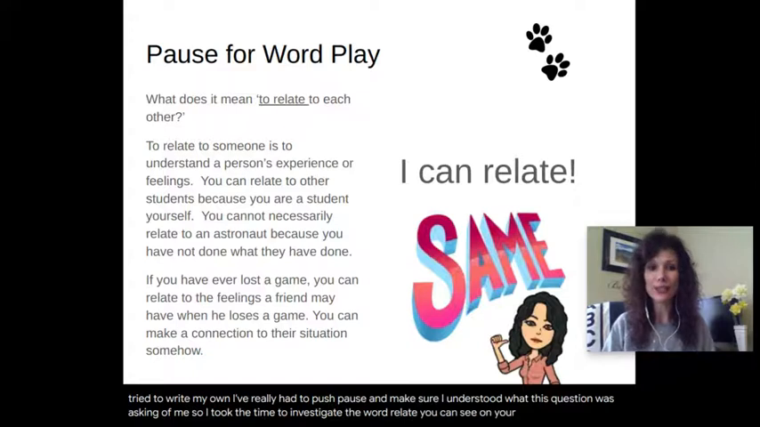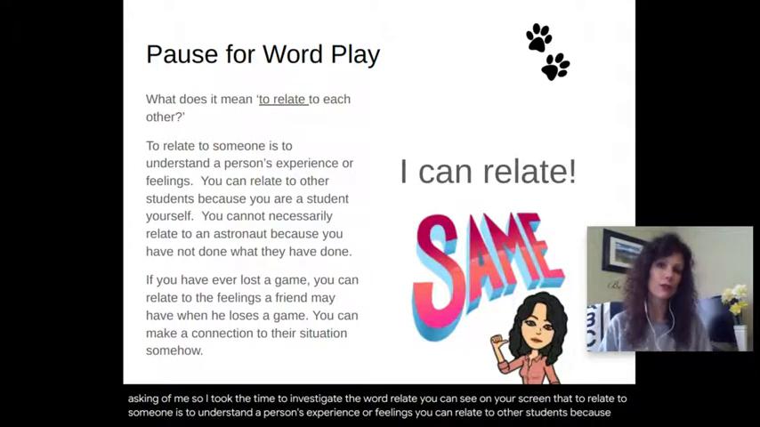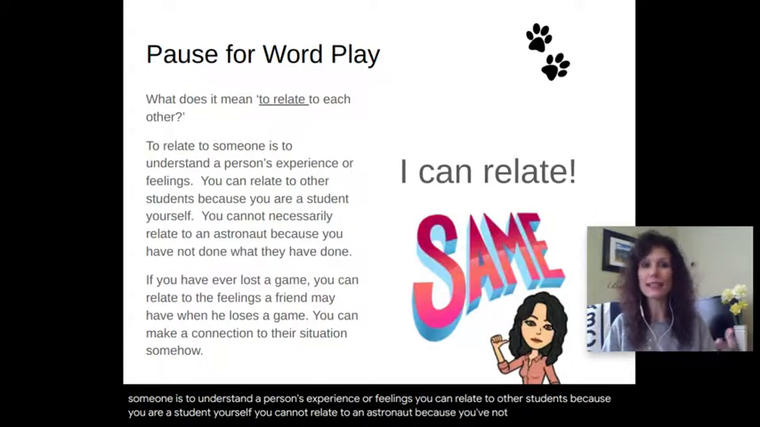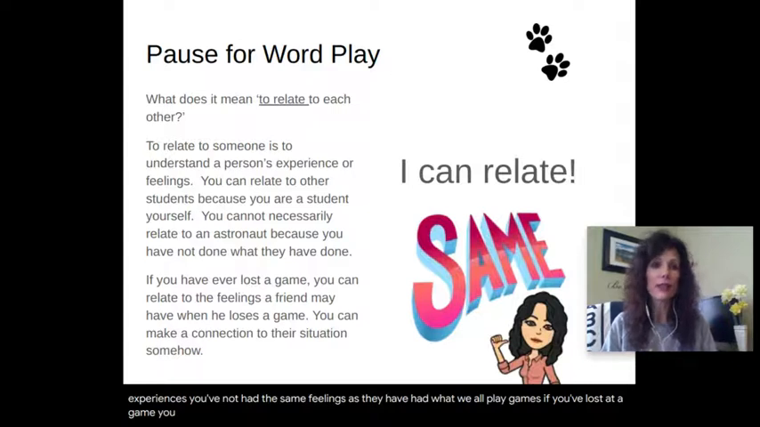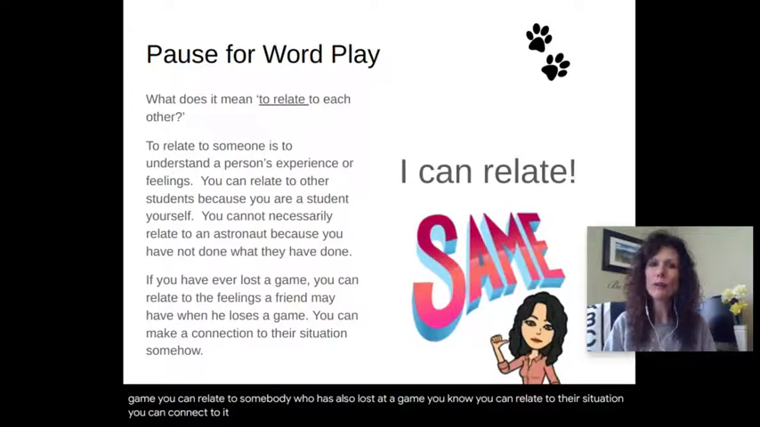You can see on your screen that to relate to someone is to understand a person's experience or feelings. You can relate to other students because you are a student yourself. You cannot relate to an astronaut because you've not had the same experiences. You've not had the same feelings as they have had. We all play games. If you've lost at a game, you can relate to somebody who has also lost at a game. You can relate to their situation. You can connect to it. So keep that definition in mind as we work with this essential question.